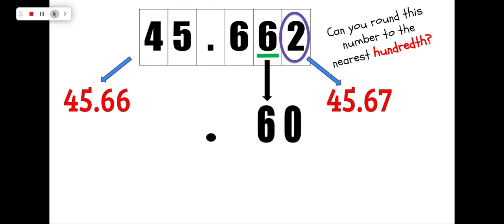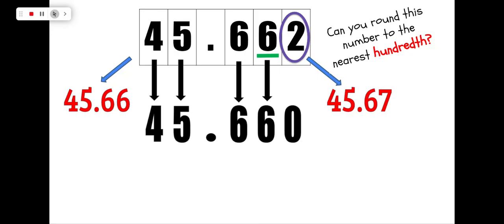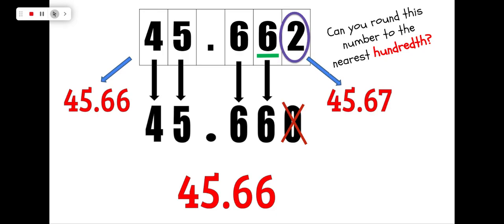Okay, we're going to change everything after the decimal place, after the place we're rounding to, becomes a 0. And we're going to rewrite everything that is before the place that we rounded to. So 45 and 6 tenths are still going to be 45 and 6 tenths. We drop the 0 and we see that we're rounding. It's 45 and 66 hundredths is what we would round to.